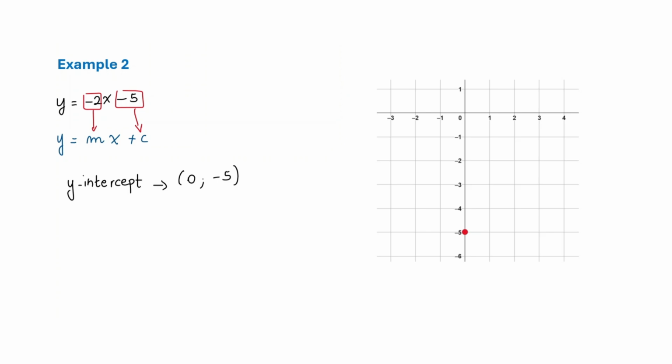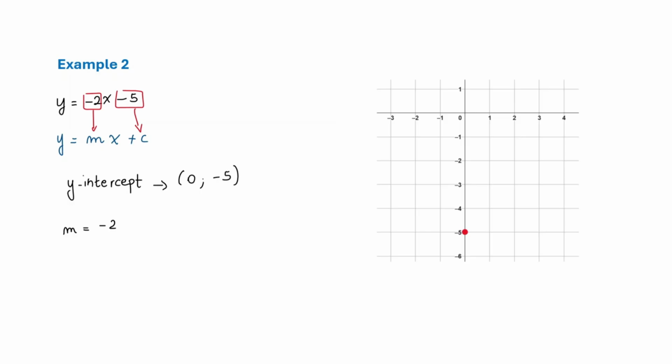Now we identify the gradient. The gradient, m, is negative 2. Again, the sign is important. The gradient is negative 2, not positive 2. Remember that gradient means rise over run. But here we only have negative 2.